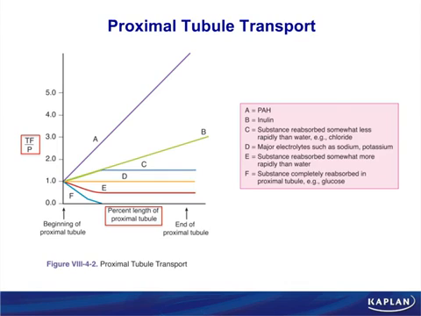Line E. E is a substance that is very well reabsorbed. Like what? What would be line E? Phosphate. You reabsorb 85% of your phosphate in the proximal tubules. Bicarbonate. You reabsorb 80 to 90% of your bicarbonate in the proximal tubules. E is a substance that is very well reabsorbed. F is a substance that is completely reabsorbed, like glucose or amino acids. Glucose or amino acids. That's a substance that is completely reabsorbed.